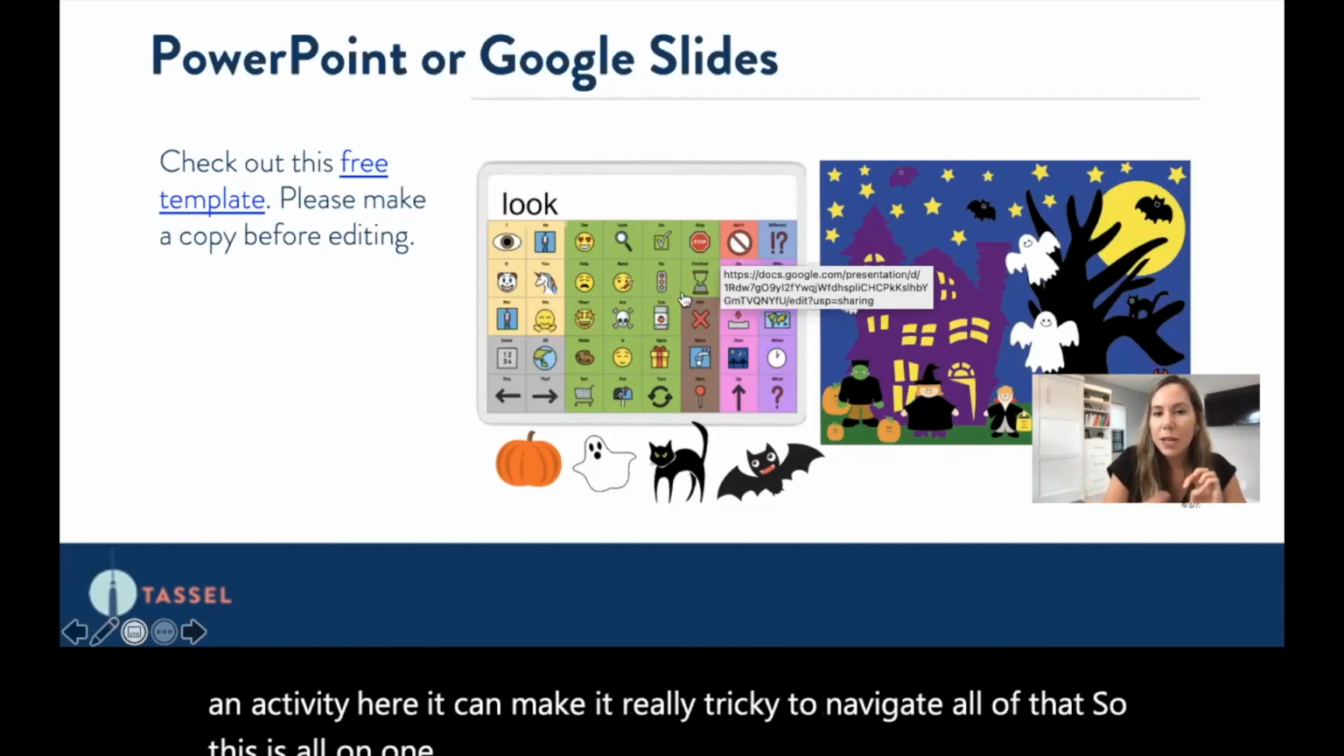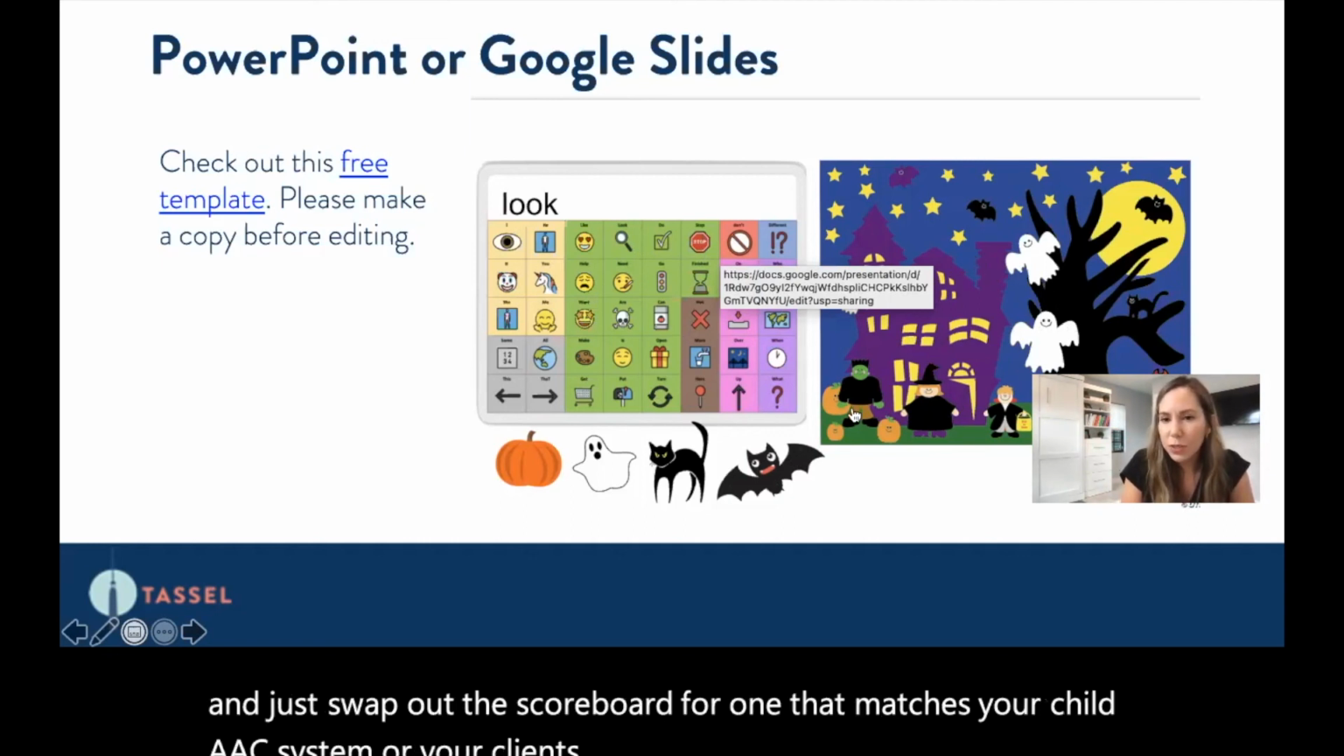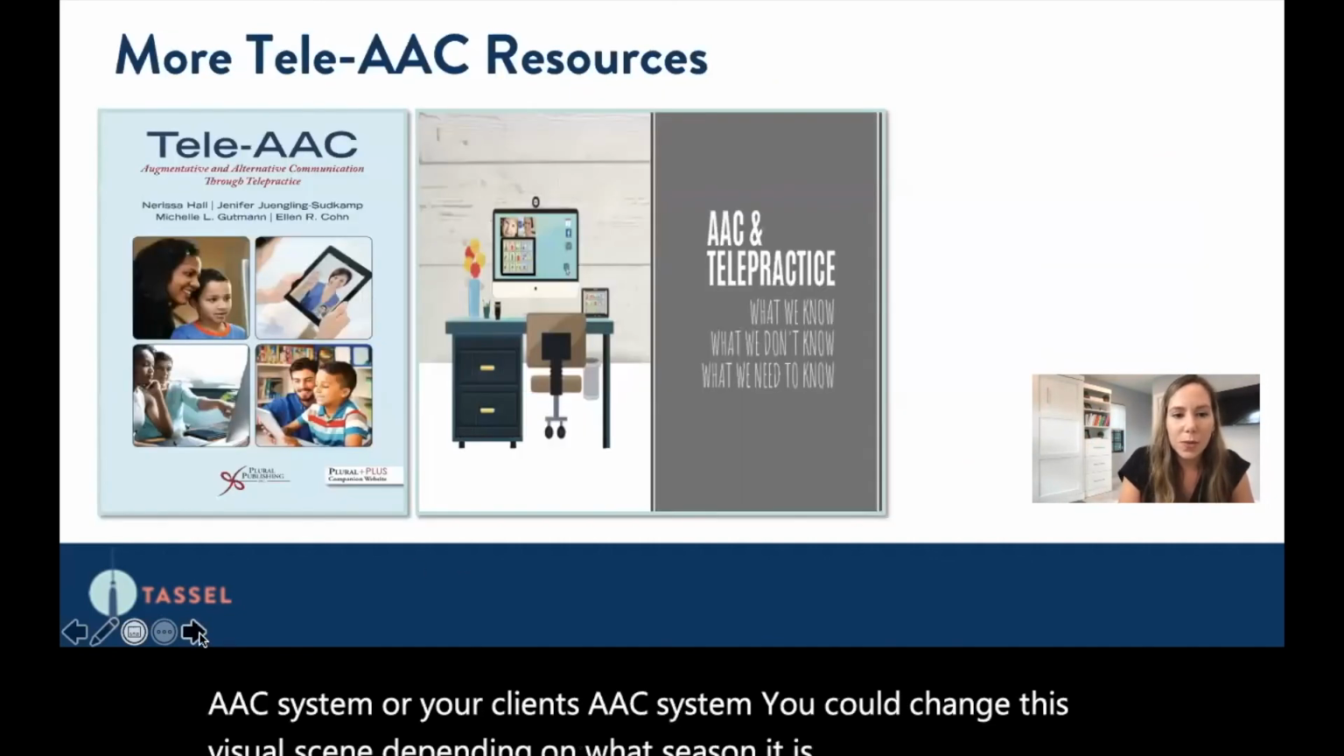And what you can do is make a copy of this and just swap out this core board for one that matches your child's AAC system or your client's AAC system. You can change this visual scene depending on what season it is. So you have access to that.